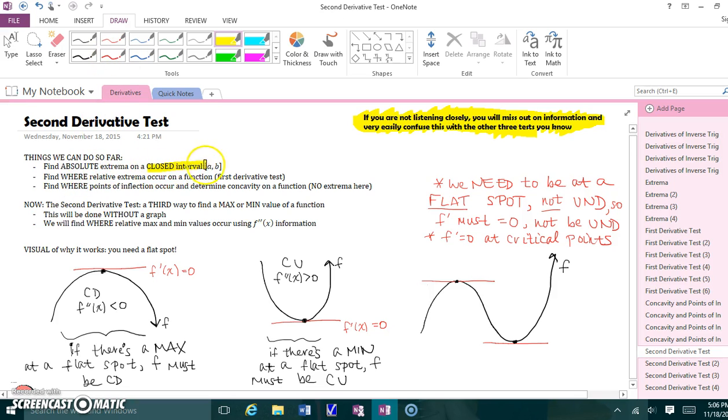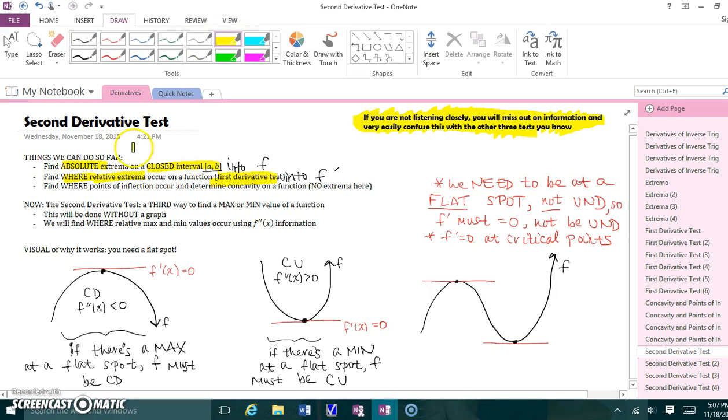If we have a closed interval, we know how to find the absolute extrema by finding the critical values and plugging them into the regular function. That's only if it's a closed interval. We also know how to find where relative extrema occur on a function using the first derivative test. The first derivative test involves plugging into the first derivative.